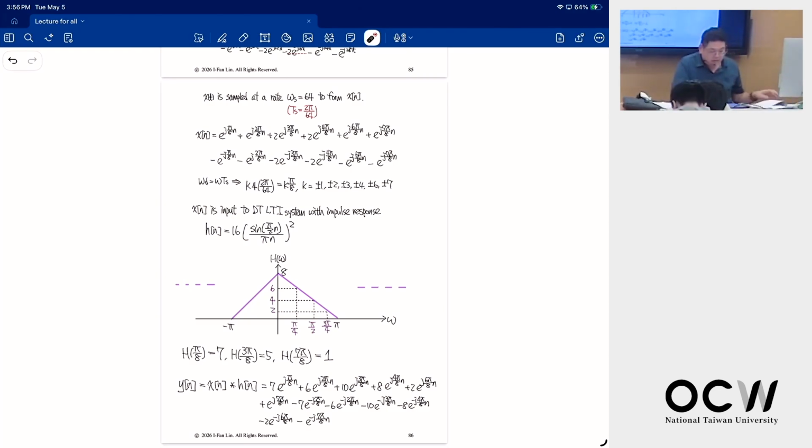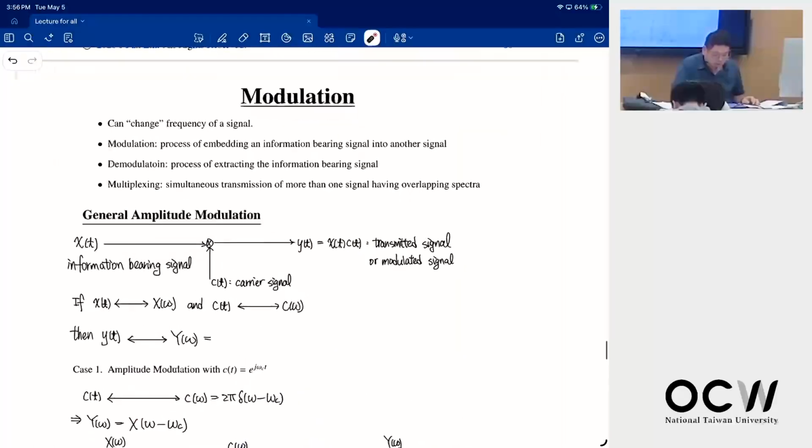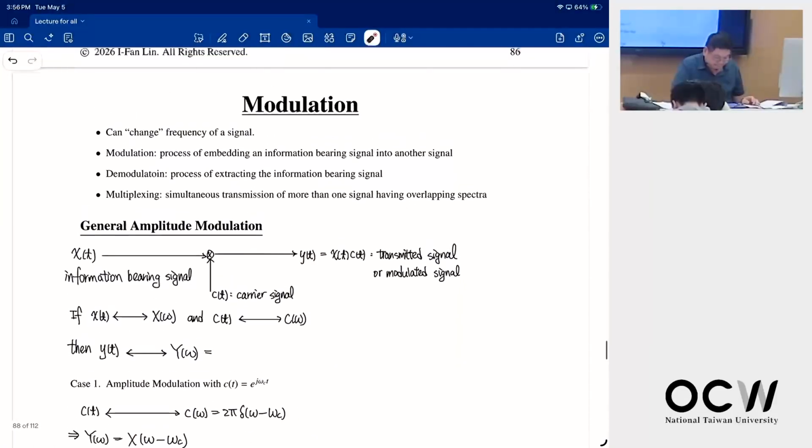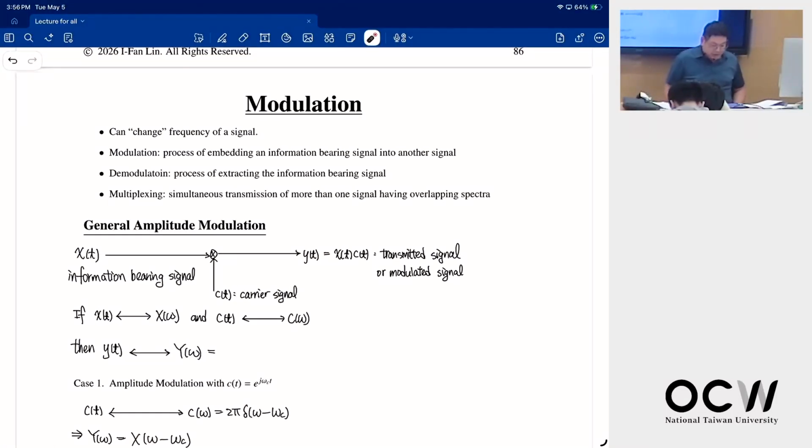Alright, next we're going to talk about the modulation. So what is the modulation? So we can change the frequency of a signal. The modulation is the process of embedding an information-bearing signal into another signal. Then we need to demodulate that. So here's a demodulation, the process of extracting the information bearing signal.